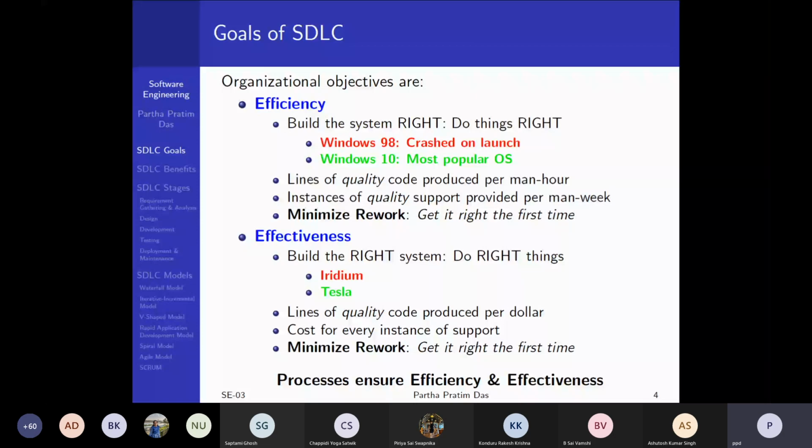Both of these are covered in terms of a set of software processes. A process is a way of doing things. So following the right processes will ensure both efficiency and effectiveness. So that is the importance of SDLC. The software development life cycle is a collection of best practices and processes which we must adopt appropriately so that we can increase the efficiency and effectiveness. So moving to the next slide.